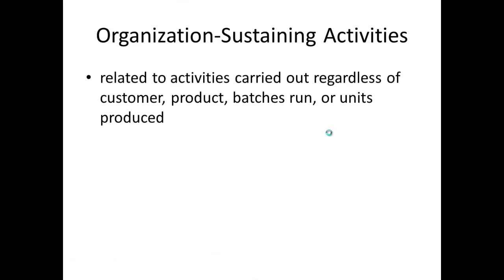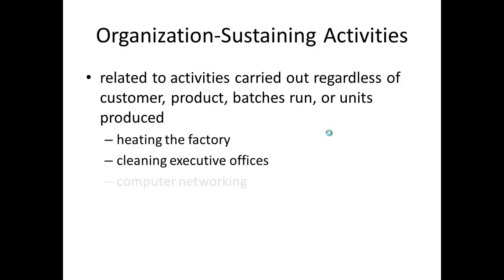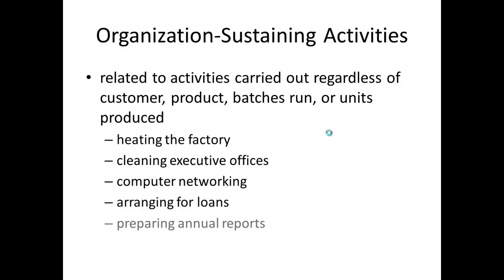And then the last category is this organization sustaining activities, and these relate to activities that are carried out regardless of customer, product, batch runs or units produced. So heating the factory is going to happen no matter what product it is, what customer, how many units, or how many batches. Cleaning executive offices, computer networking, arranging for loans. There's a whole myriad of different activities that are going to fit into this organization sustaining activities category. You might even want to call it the other category.